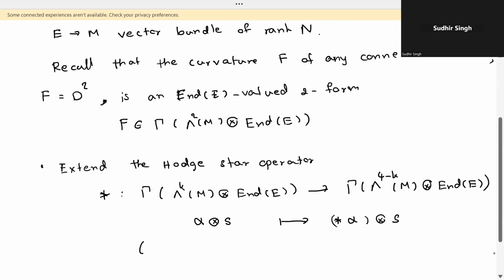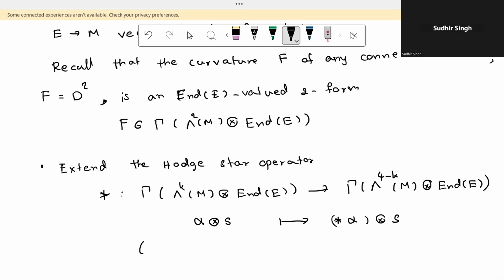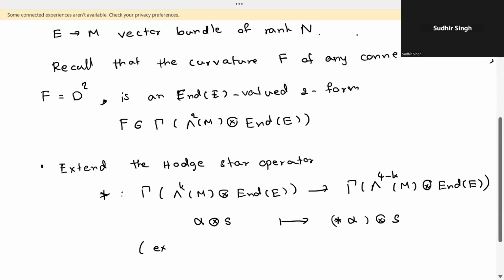And then any element in here will be a linear combination of this. And then we define the Hodge star acting on this term like this. And then we just extend to any element by linearity, over C infinity, over smooth functions. Okay.